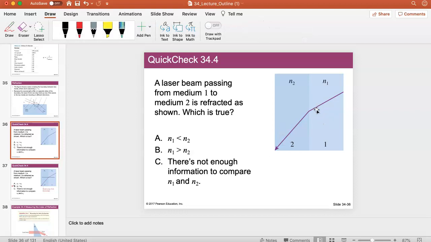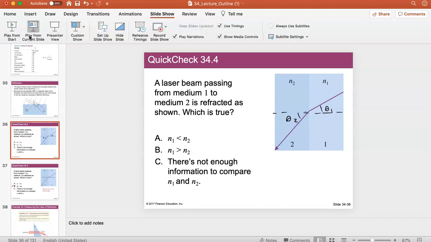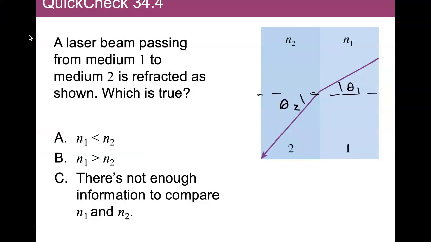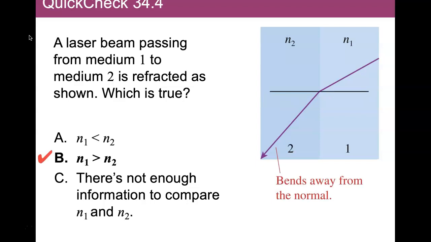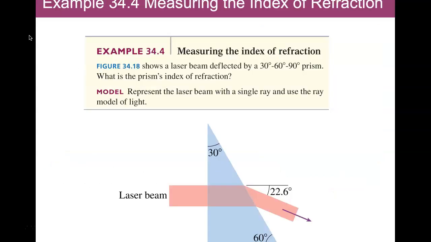as we pass from one medium to the other. So here, let's say the angle with the normal is theta 1. Here we have theta 2. So that implies that sine of theta 2 is larger, so N2 must be smaller. Right, it bends away from the normal, so it's entering a medium with a smaller index of refraction.